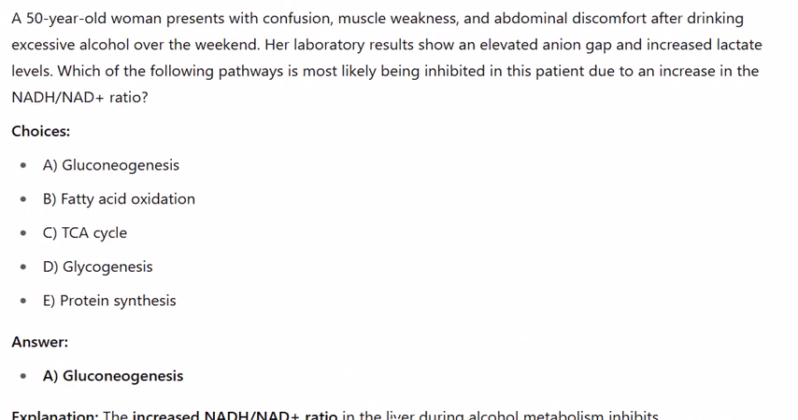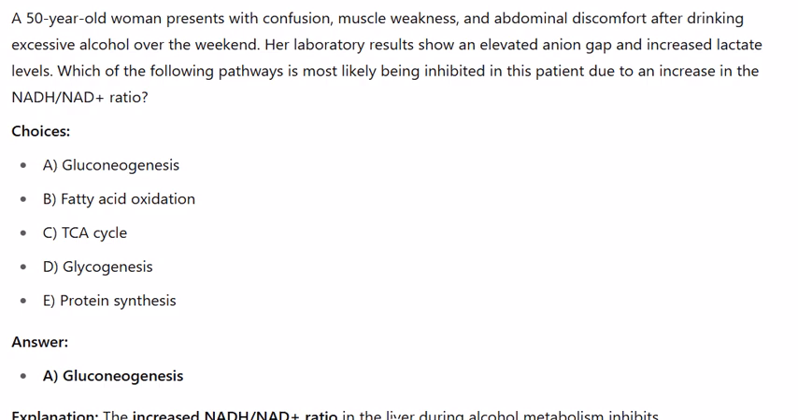Question 2. A 50-year-old woman presents with confusion, muscle weakness, and abdominal discomfort after drinking excessive alcohol over the weekend. Her laboratory results show an elevated anion gap and increased lactate levels. Which of the following pathways is most likely being inhibited in this patient due to an increase in the NADH/NAD+ ratio? Choices. A. Gluconeogenesis. B. Fatty acid oxidation. C. TCA cycle. D. Glycogenesis. E. Protein synthesis.